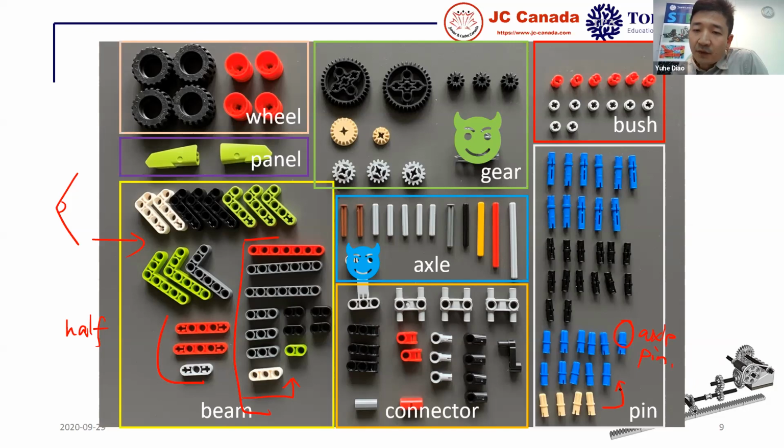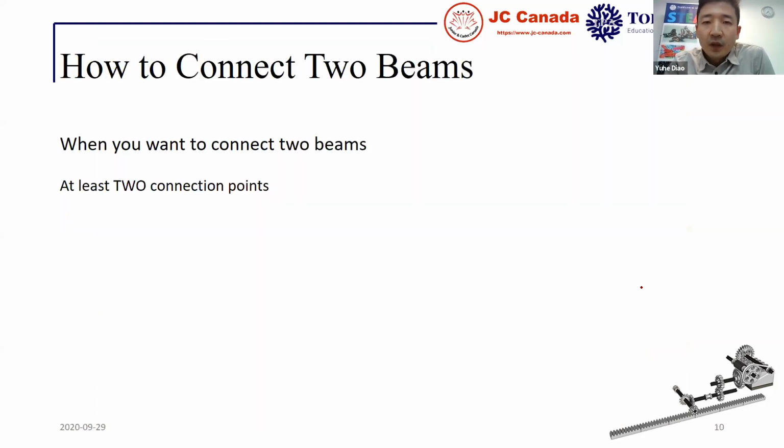The difference between this light yellow pin and this blue one is that the light yellow is smooth, and there are some small things on the blue pins, so it's not smooth. If we put the blue pins into a beam, we cannot turn them easily. But the light yellow one can turn easily. We can try later. So those are just different types of parts.